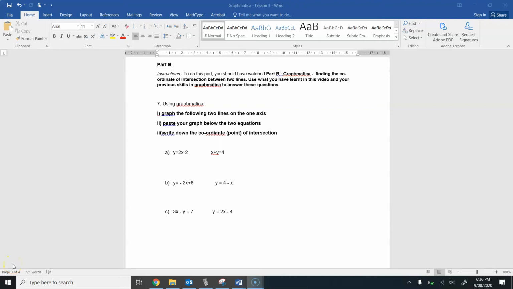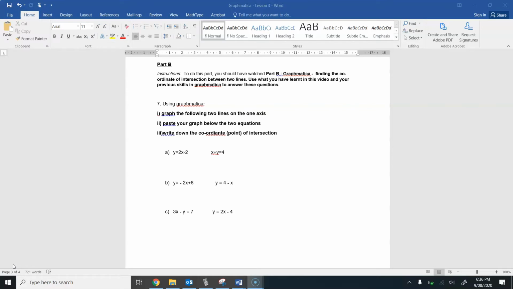So part B, this video, we're talking about how to find the intersection between two straight lines using Graphmatica. If you did the extension part in last lesson, then you will probably already know how to do this. So you can either choose to watch the video or you can have a go at this worksheet part B. But if you didn't do the extension part, you'll probably want to watch part B.